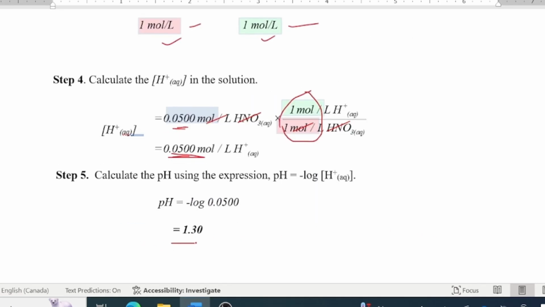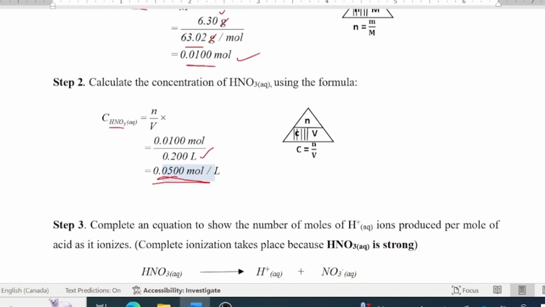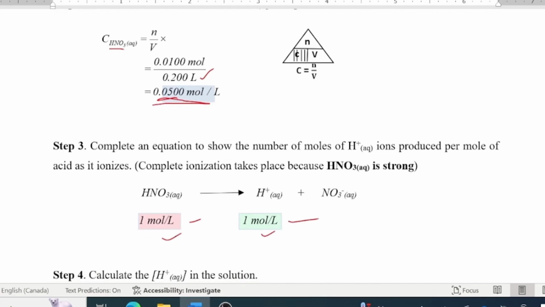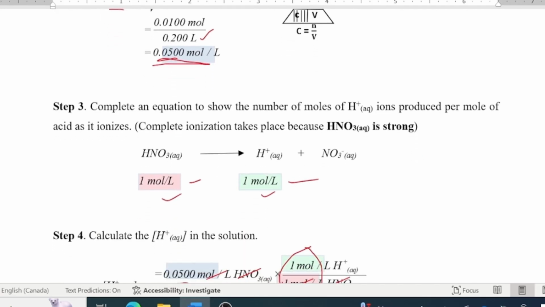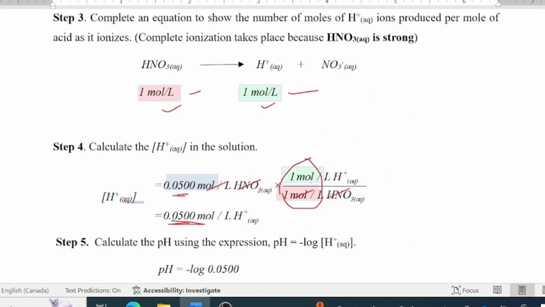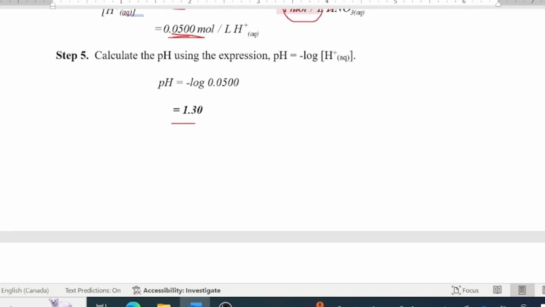So when you're given a mass and a volume of the acid, find the number of moles of the acid by taking its mass and dividing it by its molar mass. You know the molar mass because you know the formula. When you get the number of moles, you find its concentration by dividing by the volume of solution that it forms, which is this in this case. Then you do your ionization equation to see the mole ratio. Then you take the concentration of the parent molecule and multiply by the mole ratio, get the concentration of hydrogen, and you find the pH of that, negative log.